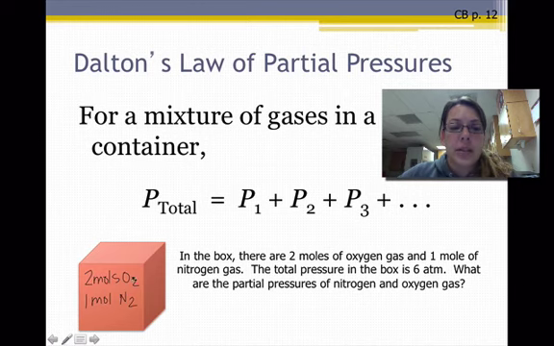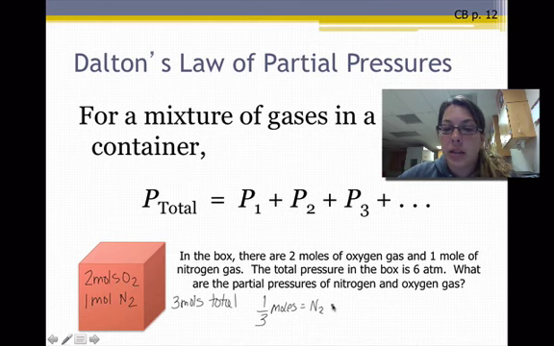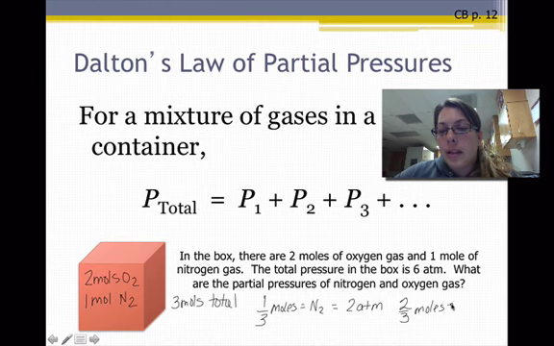Those are related to the moles. So I have 3 moles total of gas in my container. If I'm looking for the nitrogen gas first, 1/3 of the moles is made up by nitrogen. So if 1/3 of the moles is nitrogen, that means 1/3 of the pressure is also nitrogen. So that would be 2 atm. And then 2/3 of the moles is oxygen, which means 2/3 of the pressure would be 4 atm.